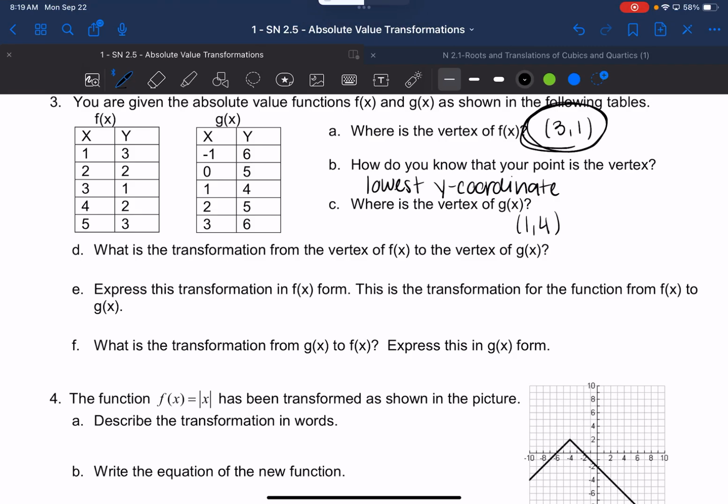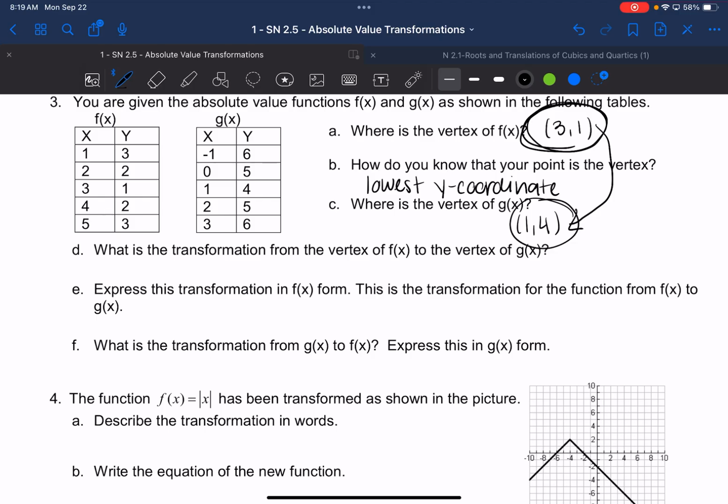From this point right here, (3, 1), to this point down here, (1, 4). What type of changes would have had to happen to our graph? Or how would our graph have shifted to get from the point (3, 1) to the point (1, 4)? How would we have had to move?